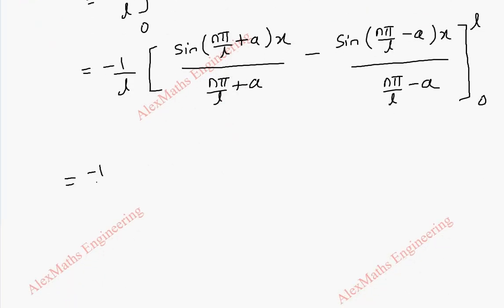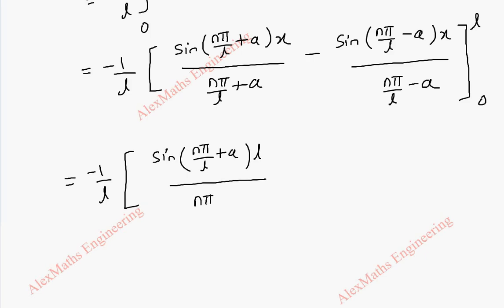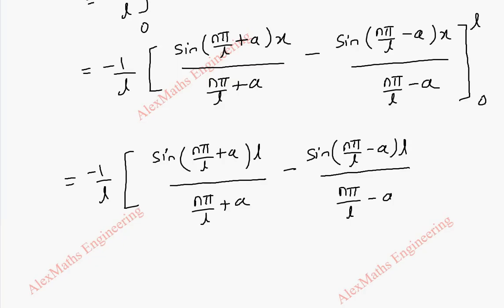When we substitute the upper limit, we get sin of (n pi by L plus a) into L whole divided by (n pi by L plus a). Similarly, minus sin of (n pi by L minus a) into L whole divided by (n pi by L minus a). When I put the lower limit, because of sin 0, all the terms become 0.